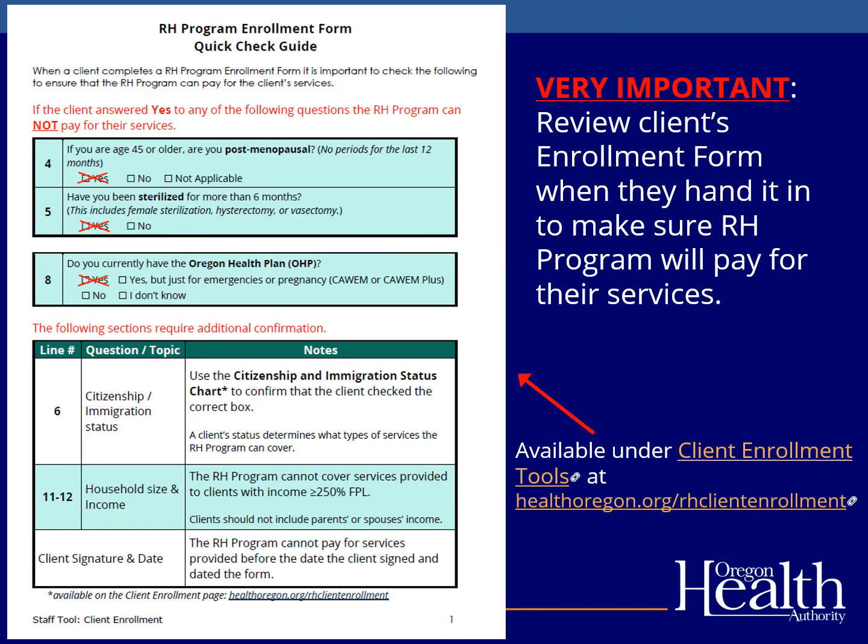Okay, now that the client is done with the enrollment form, they will hand it in, at which point it is super important that you check it. There are some questions that can determine a client ineligible outright, and others that are just confusing. You should also check for completeness. If an enrollment form isn't complete, the client can't be enrolled for RH program coverage. To help with this, we created an enrollment form quick check guide, which, surprise, surprise, can be found on our client enrollment webpage. It goes over the most important questions to review.